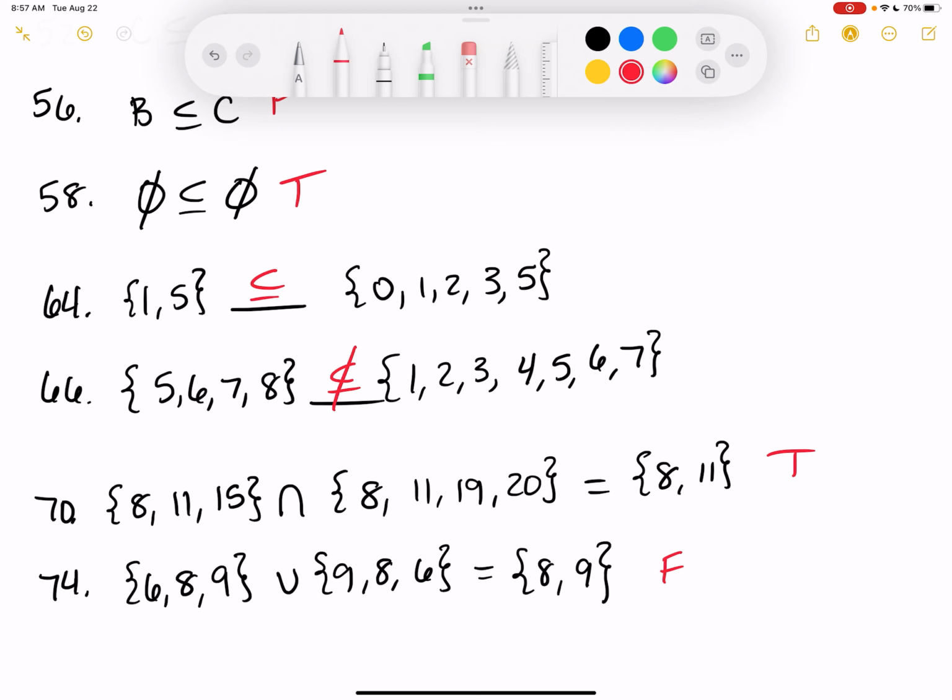So usually your intersection sets are pretty small. Your union sets usually end up being pretty big. Unless it's a lot of repeats like this one. It'll probably make more sense with what we're about to do when it gives us all the numbers.